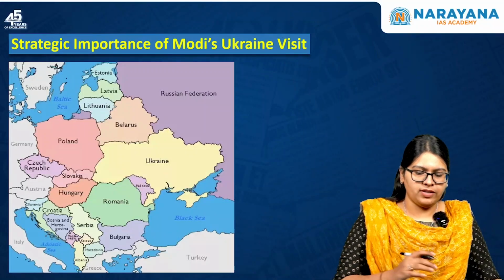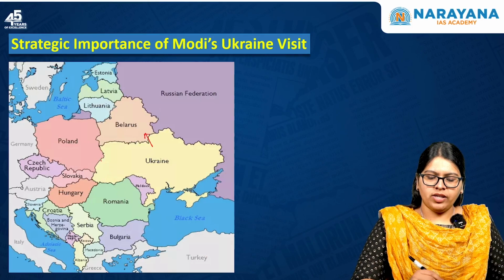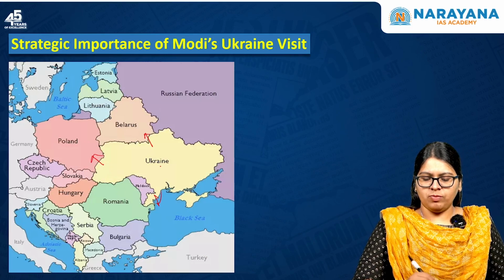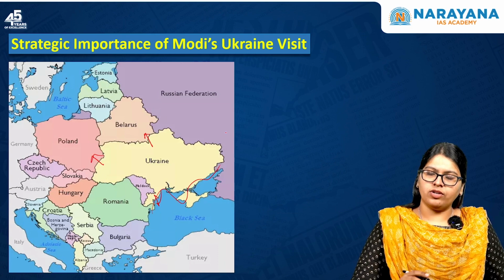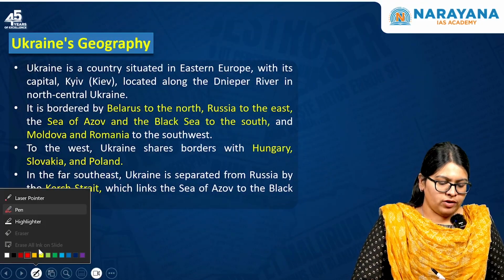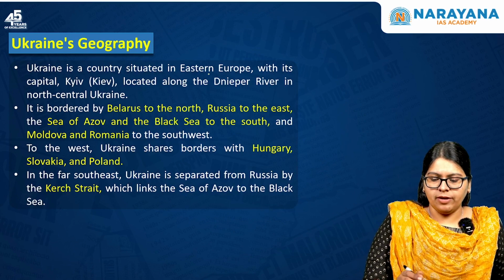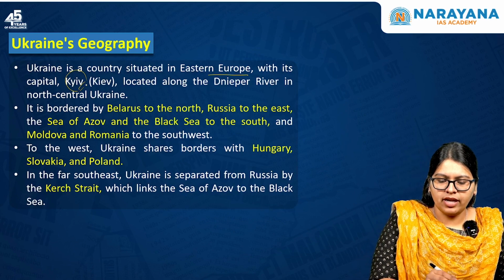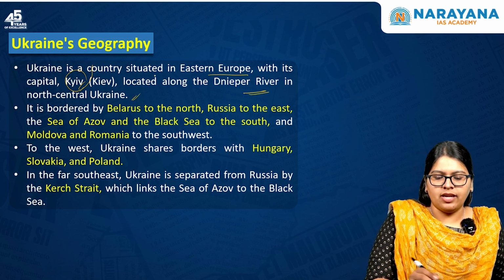So, if you see, this is the map of Ukraine, where the borders towards the north, south, east and west become very, very important, whether it borders the Black Sea or not, or the Russian Federation. All this becomes important. Also, if you look at Ukraine's geography, it is a country situated in Eastern Europe with the capital Kyiv, located along the Dnieper River in north-central Ukraine.